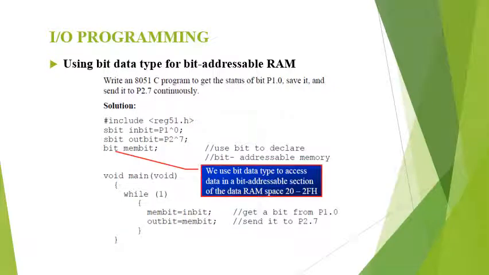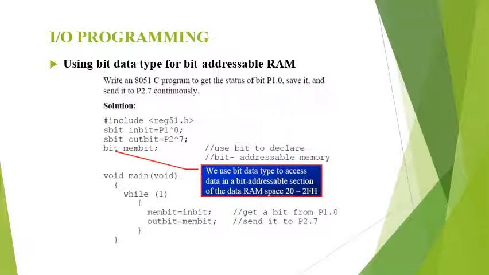Next we have using bit data type for bit addressable RAM in I/O programming. So let us see an example. Write an 8051 C program to get the status of bit P1.0, then save it and then send it to P2.7 continuously. So we have assigned P1.0 bit to inbit variable using the sbit data type.